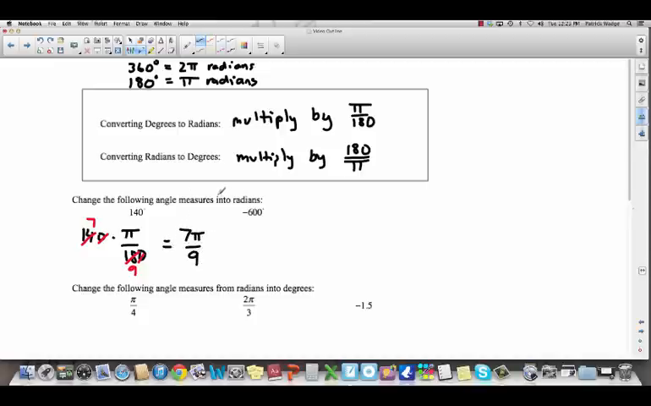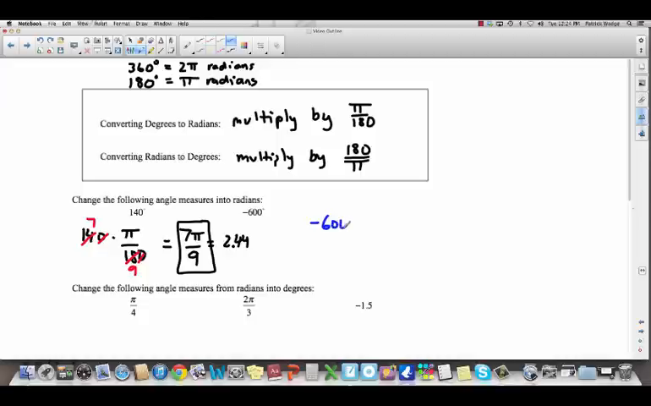That's a great answer. Now, if it asks you for a decimal answer, of course, you could do 7 times pi, 7 times 3.14, or use your pi button to get a better answer, and then divide it by 9, and you end up with something like 2.44. But usually, you're just going to leave it with the pi in it as your answer. It's more precise.